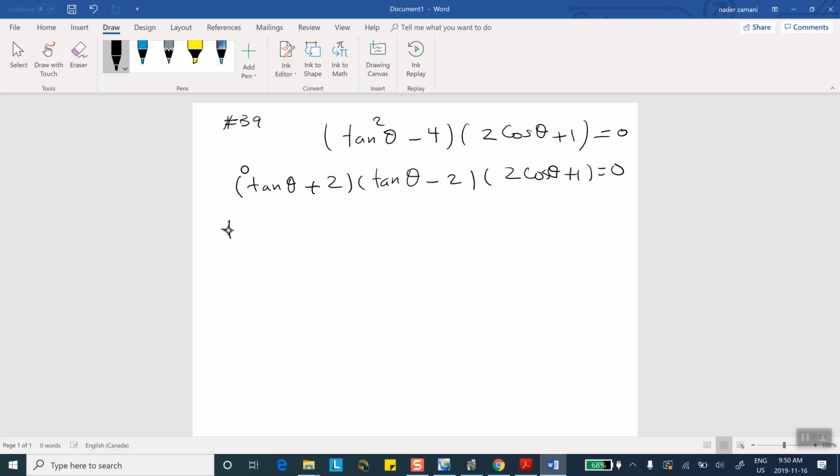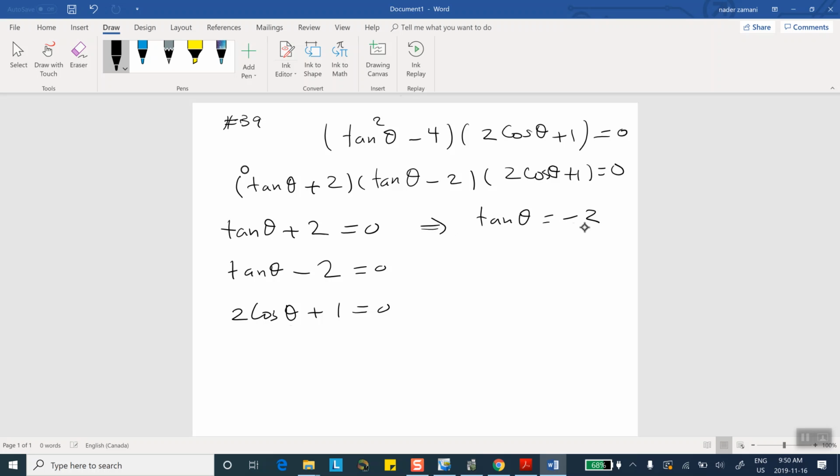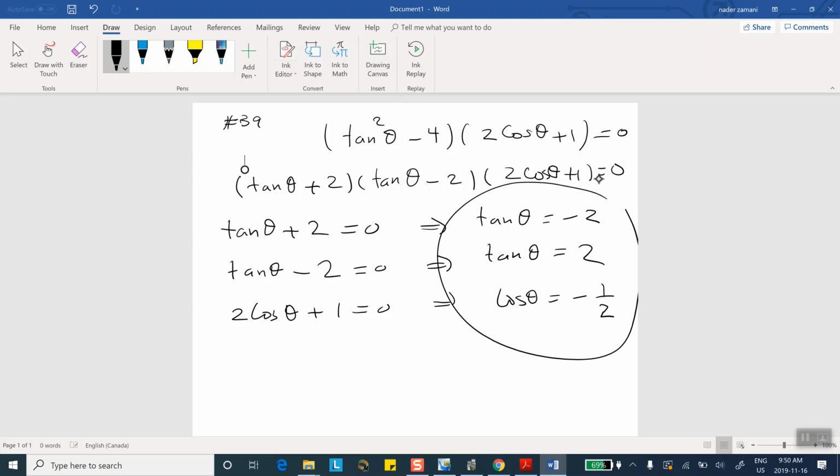From algebra, we know that either tangent of theta plus 2 must be 0, or tangent of theta minus 2 must be 0, or 2 cosine of theta plus 1 must be 0. That means tangent of theta must be minus 2, or tangent of theta equal to 2, or cosine of theta equal to minus 1 half. So these are basic trig equations, and you know how to solve them. It's a lot of work.